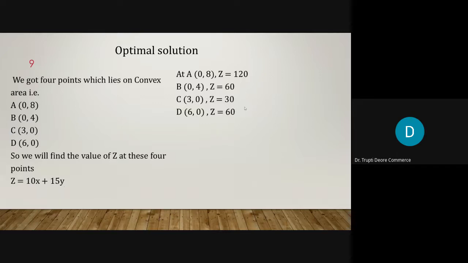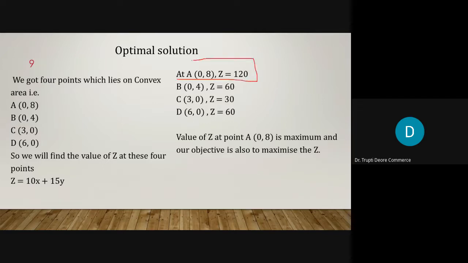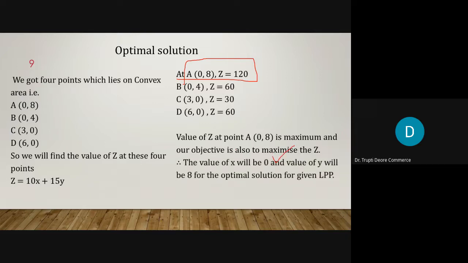So out of this, what is our objective? Our objective is to maximize. So maximum value is at the point of A. So A will be your ultimate solution, optimal solution for the objective to maximize the Z value. So x will be 0 and value of y will be 8 for the optimal solution for the given LPP. It is called as the optimal solution by graphical methods or by the LPP mathematical methods.